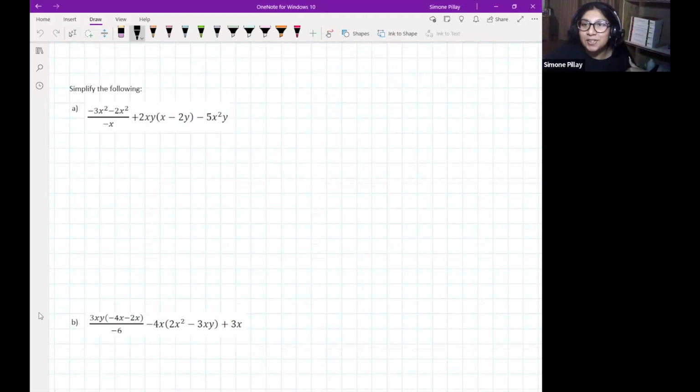And so what you want to do is follow what we call the order of work. When we follow this order of work, there's a few things we need to follow. The first thing we want to do is identify terms. Okay, so we want to identify our terms.